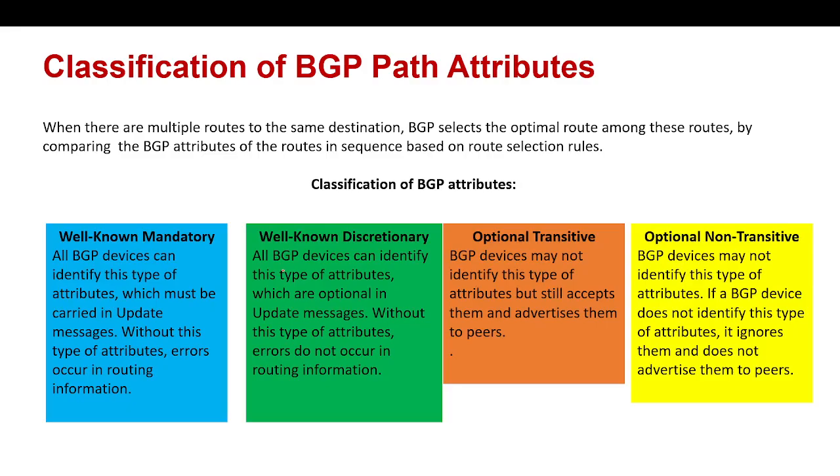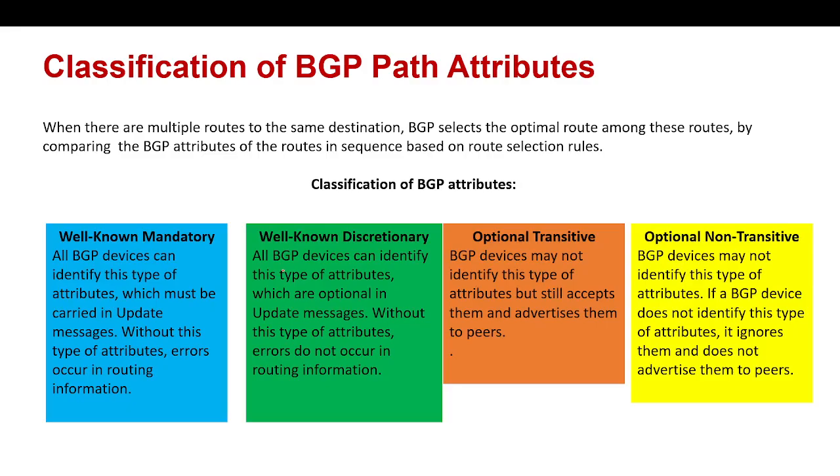So optional transitive, the BGP device may not identify this type of attributes, but still accepts them and advertises them to the peers. So you don't know this message, you accept it, and you still pass it to the neighbor. So these we call the optional transitive. You may not understand my message, but you just have to pass it to the next neighbor. That is it. You don't have to drop it.